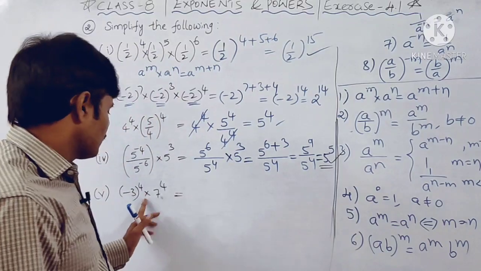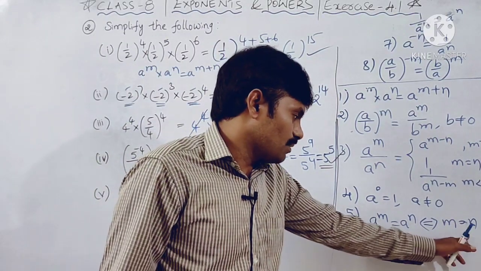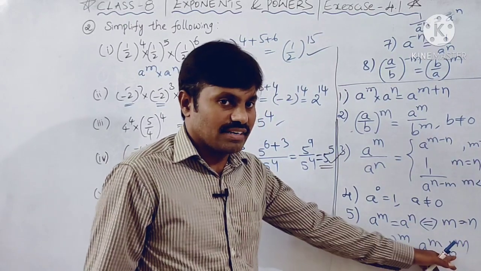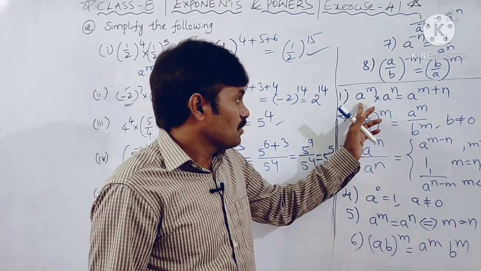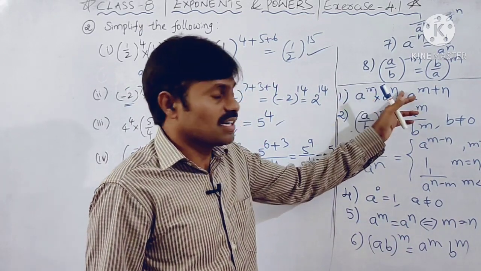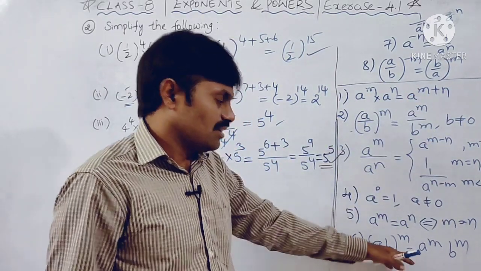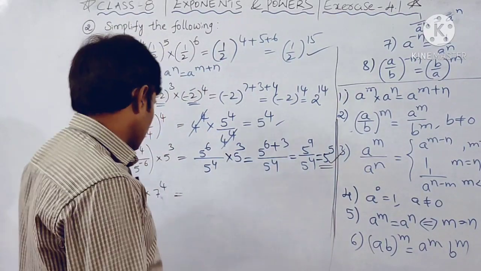That is the sixth one. See, a power m into b power m. Here exponents are same, bases are different. Then ab whole to the power of m. Here bases are same, exponents are different. So here a to the power of m plus n. Okay. Clear? So I am going to write it as a single power, as a single exponent.